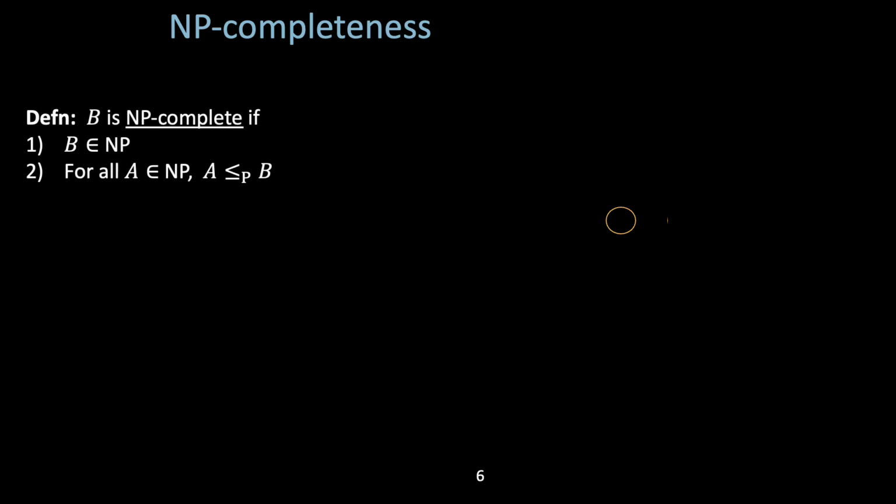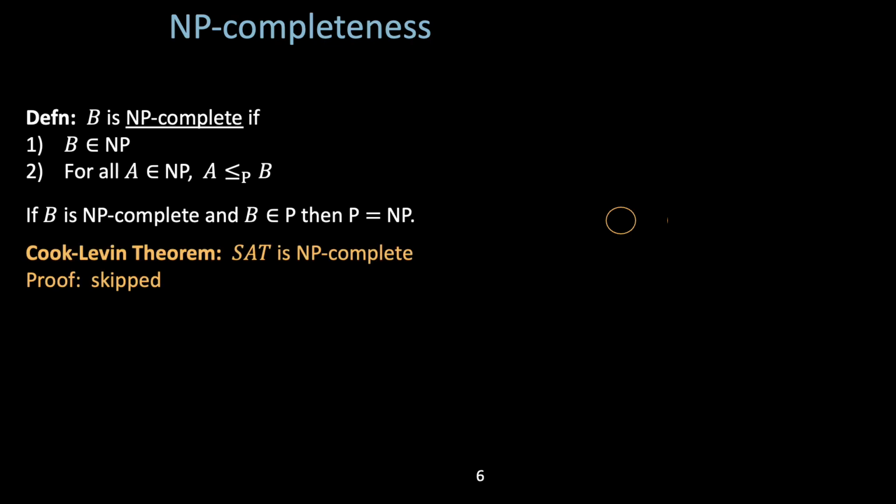NP completeness. B is NP complete if B is in NP, and for all A in NP, A polytime reduces to B. If B is NP complete and B is in P, then P is equal to NP. Thinking about SAT, SAT is NP complete. There's a special type of reduction where all problems in NP were shown to reduce down to SAT. This is too much for the class, so it's skipped, but we will take it for granted because now that we know all problems reduce down to SAT, we can use that to make further reductions.